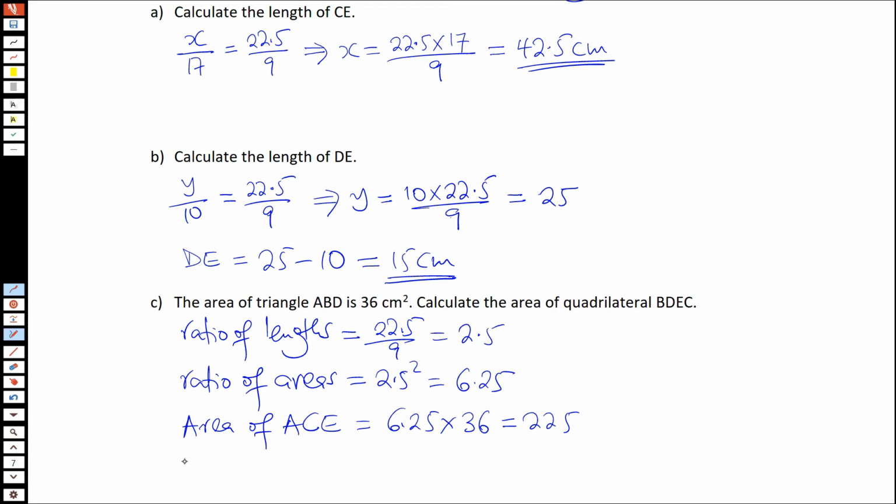So the shaded area will be the differences between these two areas. So shaded area will be equal to 225 minus 36, which will be equal to 189 centimeters squared. And that's basically how you work out that question.